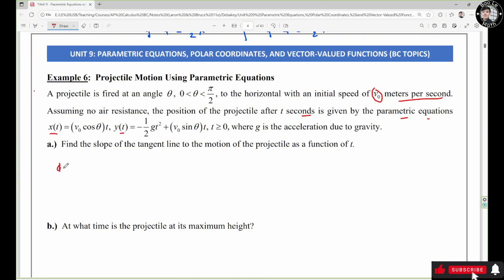Alright, so we have dy over ds is the slope of the tangent line, right? So this guy turns out to be dy over dt divided by ds over dt, right? Now, the first one right here, you need to take the derivative of the function y with respect to t, right? So this guy turns out to be -gt, right? Plus v0 sine theta, right? Now, take the derivative of this function with respect to t. It's going to be v0 cosine theta, right?